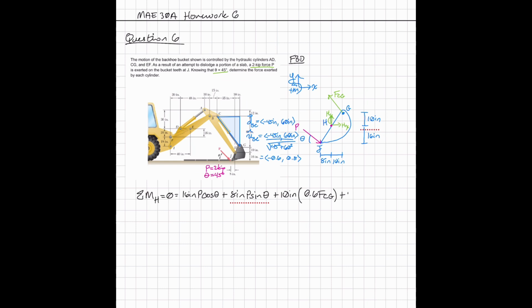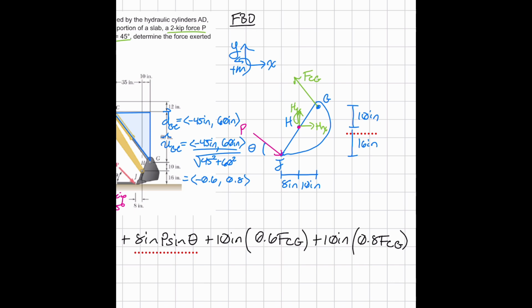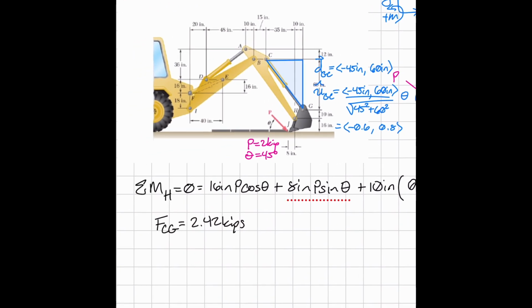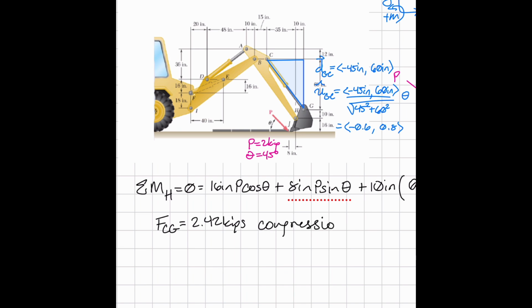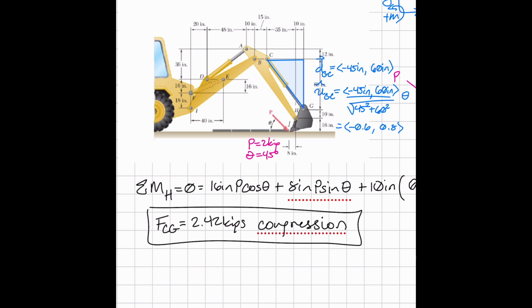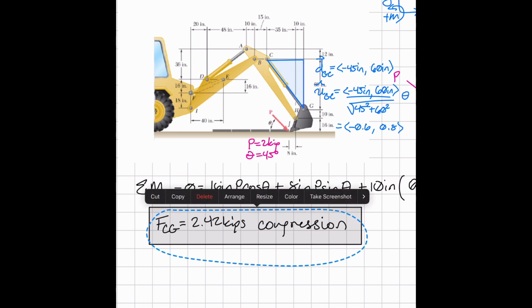And then the Y component will contribute this 0.8 FCG here to the moment. And then if we isolate FCG just using algebra, we get a value of 2.42 kips. And it would be pointing along this direction into the member, so it would be a compressive force. And there you go, you found one of your hydraulic press forces.